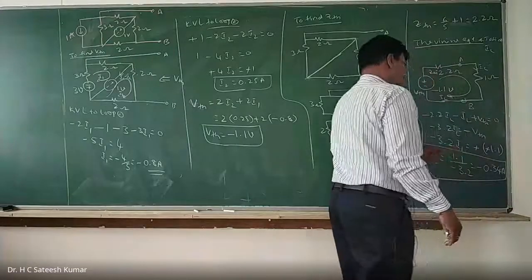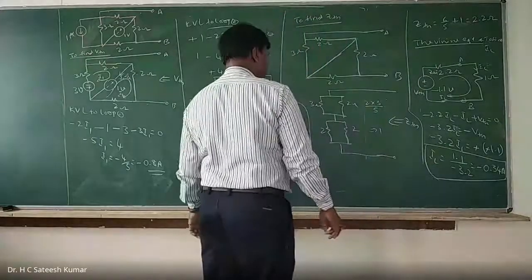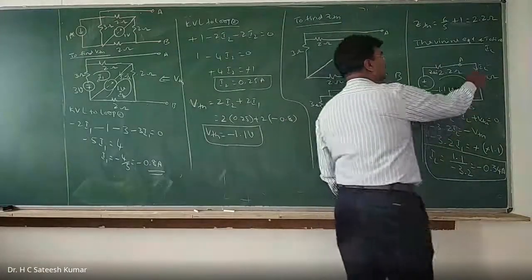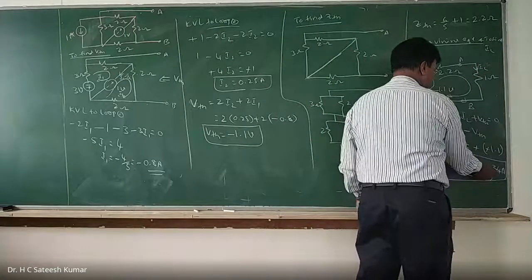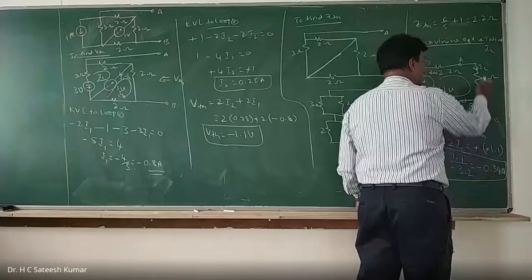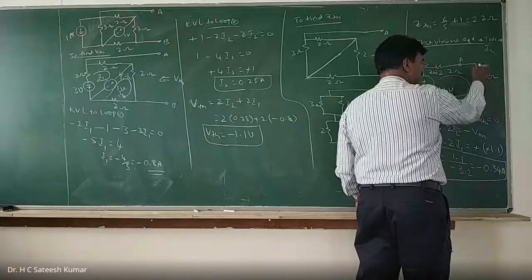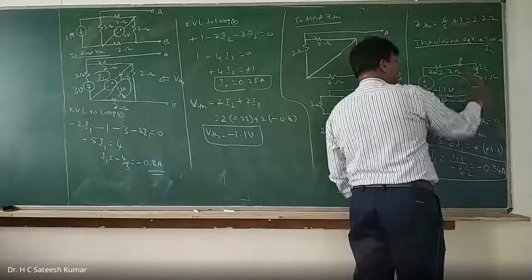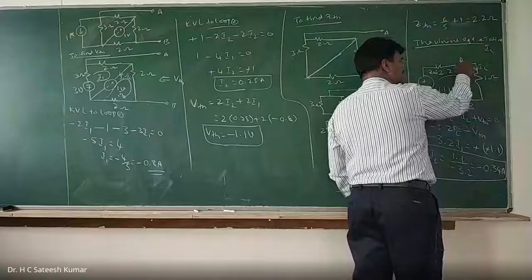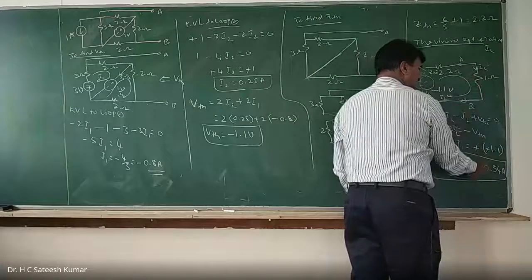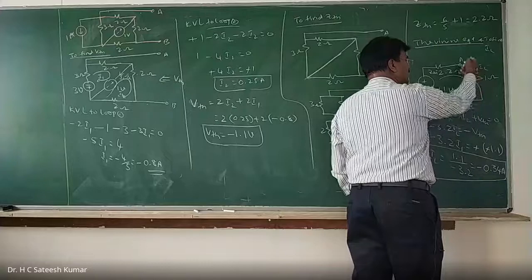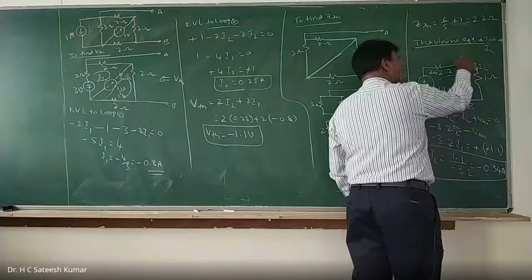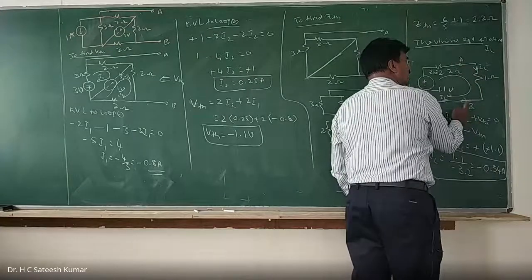What does this minus sign indicate? See, we said that current is flowing from here to here. Since we got the IL as minus 0.34, actually current is not flowing from here to here, instead it is going from here to here. That means B is at higher potential compared to A. So therefore current is flowing in this direction.